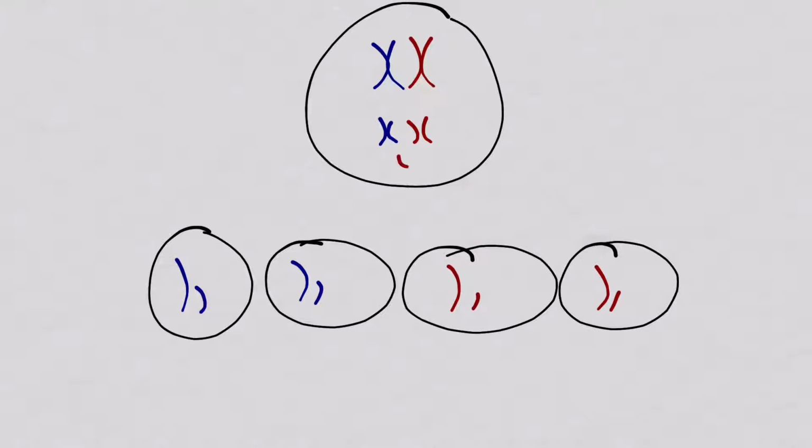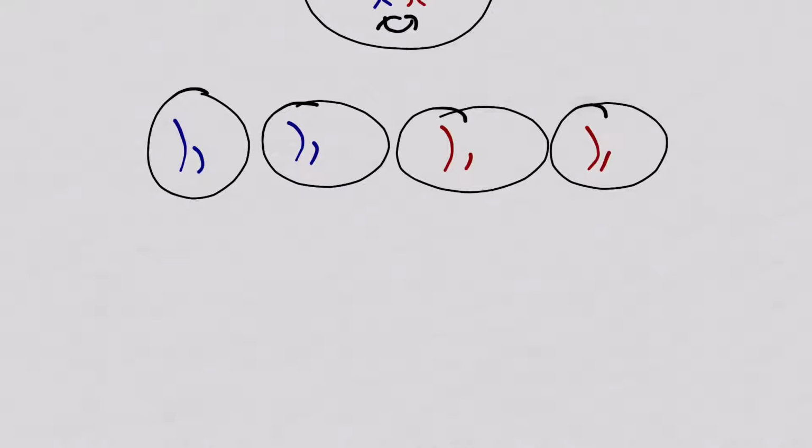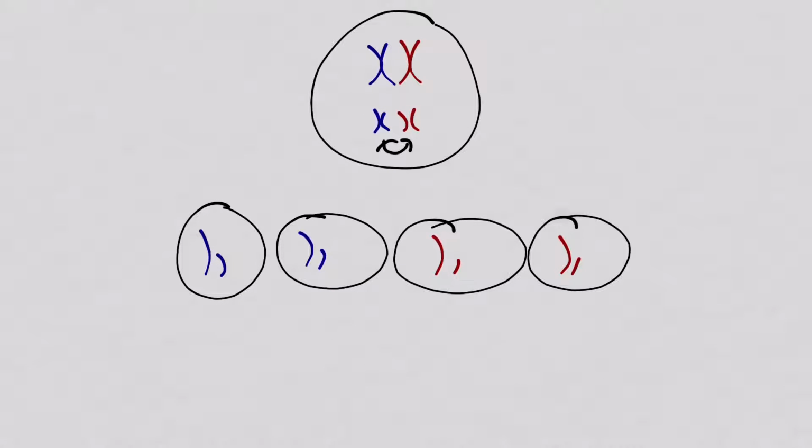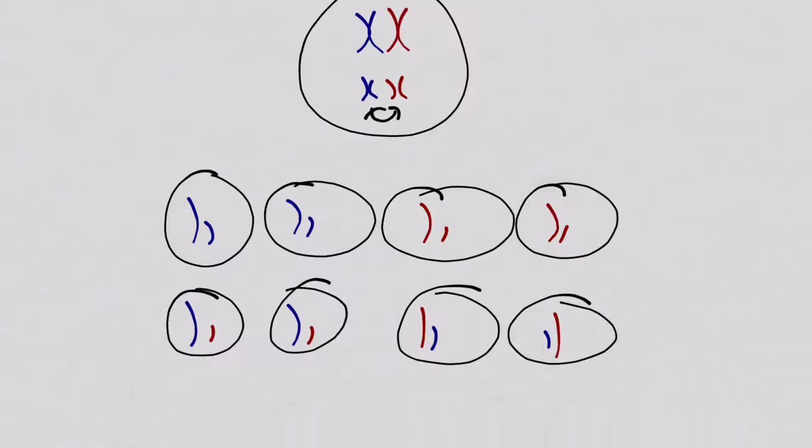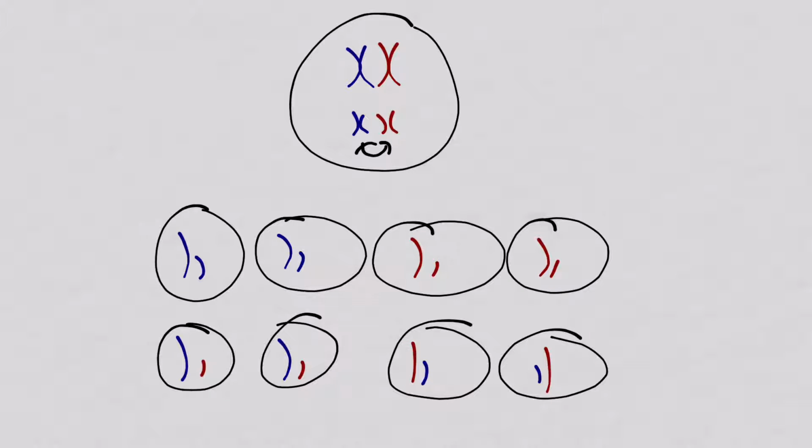And if these two were to be switched, let's do that in black. If we were to swap these two, that is an equally likely arrangement. We'd see something like this: the big blue chromosome, the small blue chromosome over here, and the small red, big red. So all of these gametes are equally likely.